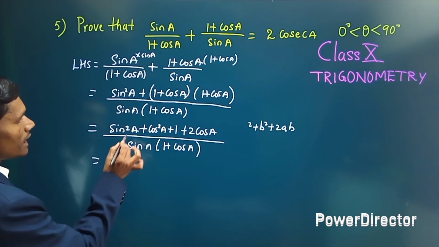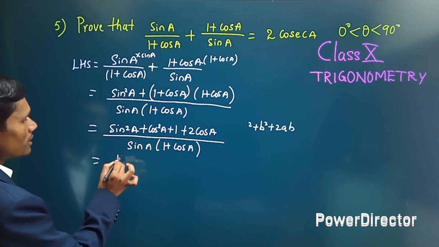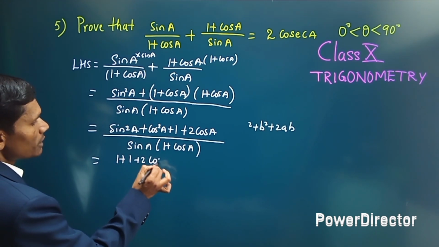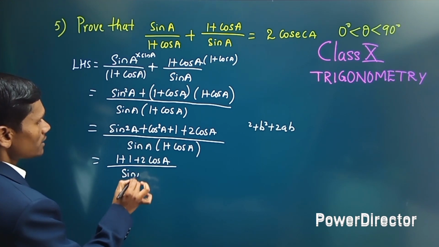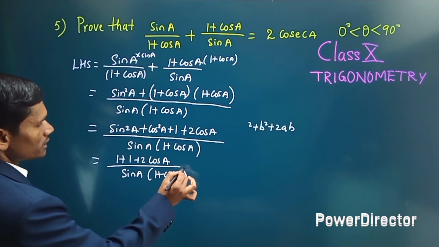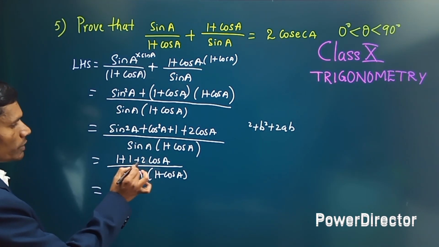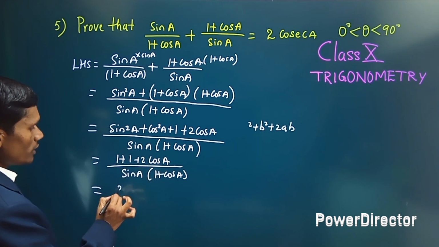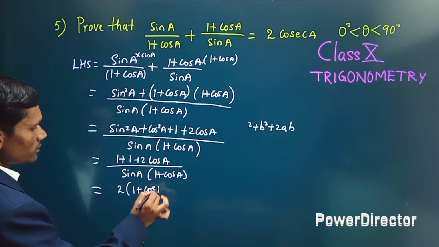Next coming to this, sin square A plus cos square A means what? It is 1. So this becomes 1 plus 1 plus 2 cos A, right, divided by sin A into (1 plus cos A), right? So what can be done here? 1 plus 1 is 2, so just 2 plus 2 cos A is there. 2 you take common outside. So what remains inside? (1 plus cos A) remains.